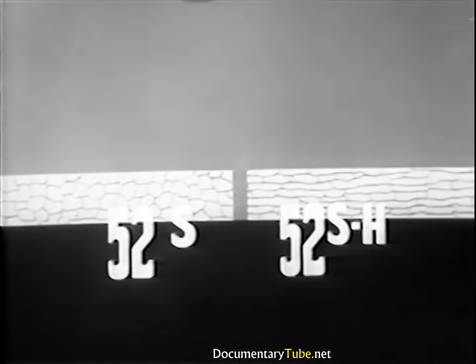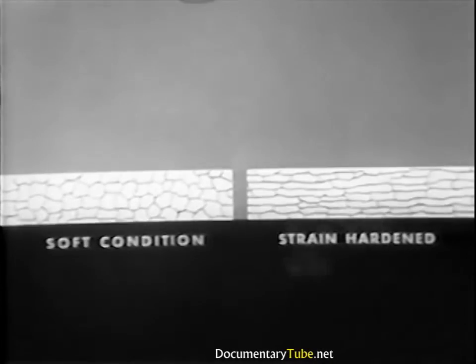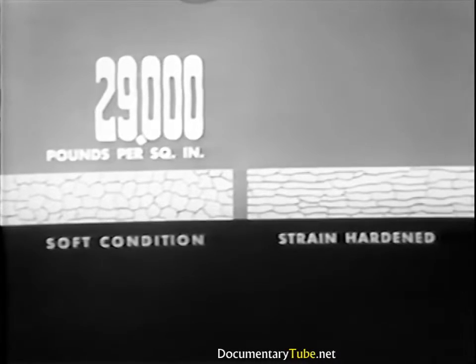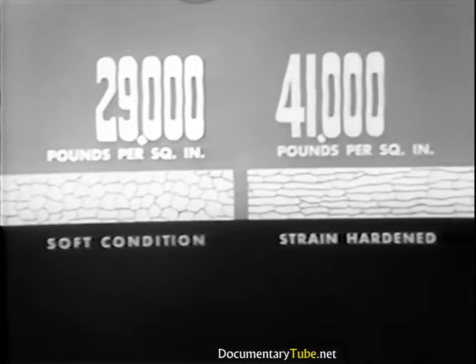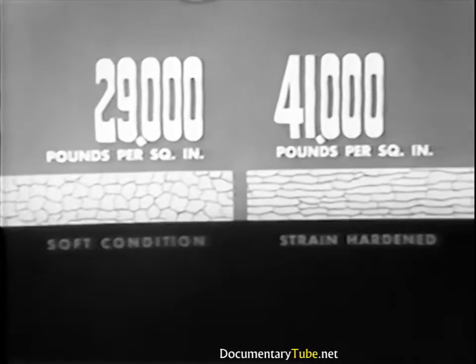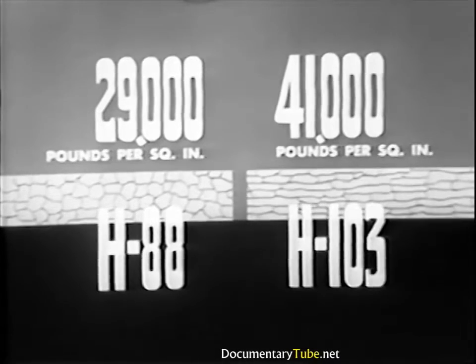For example, strain hardening caused by rolling or stretching a specimen of aluminum alloy 52S might increase the alloy's tensile strength from 29,000 pounds per square inch to 41,000 pounds per square inch, and raise the metal's Rockwell hardness number from H88 to H103.